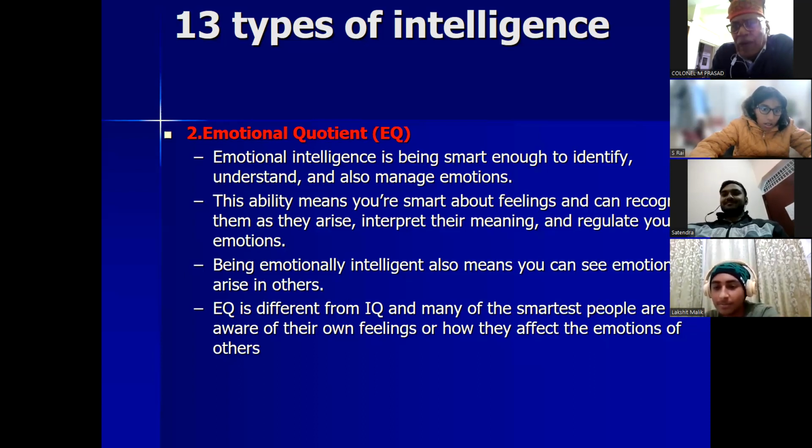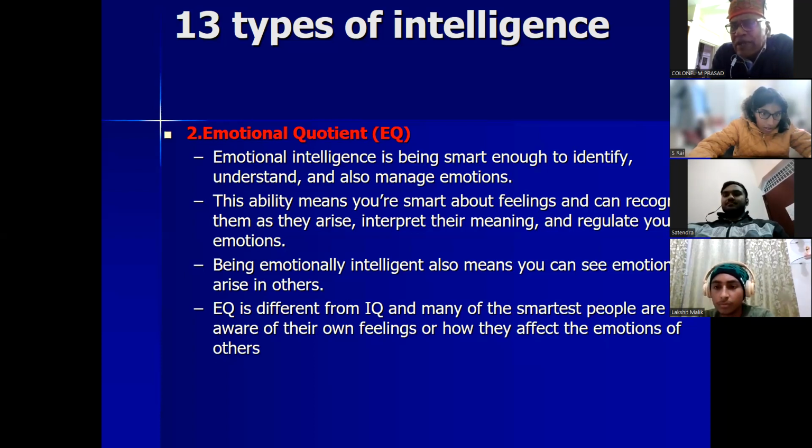That's exactly what is going to happen to you. So this ability means you are smart about feelings. We all know we may not like so many things, but we have to accept that, isn't it? Sometimes. So it is about being smart about feelings, recognizing them as they arise, and interpreting the meaning. What does it really mean? And regulate your emotions. You must really control. When anger comes, you have to stop it. I can't afford to keep abusing people left, right, center. Can I? Yes, sir. So that's the problem.